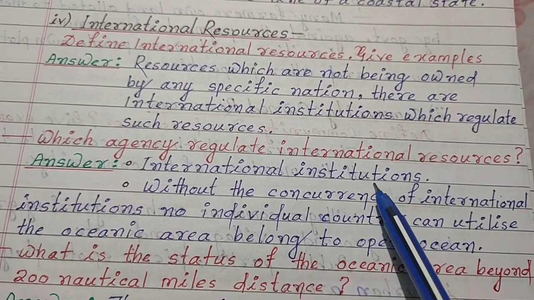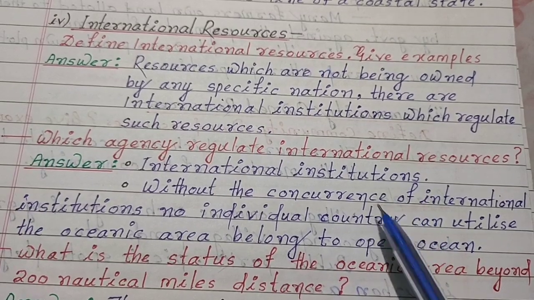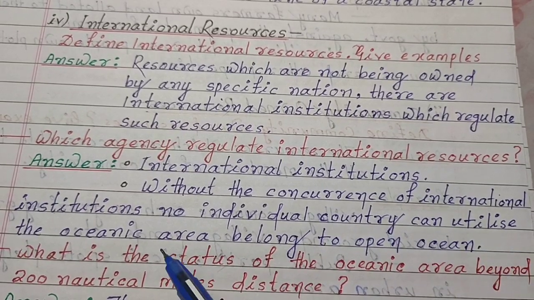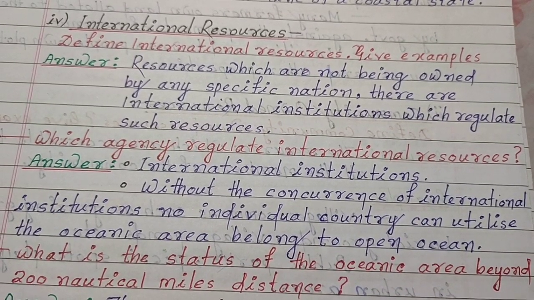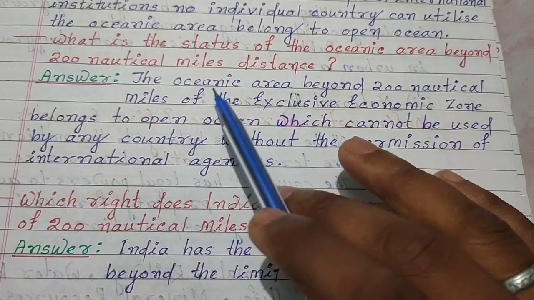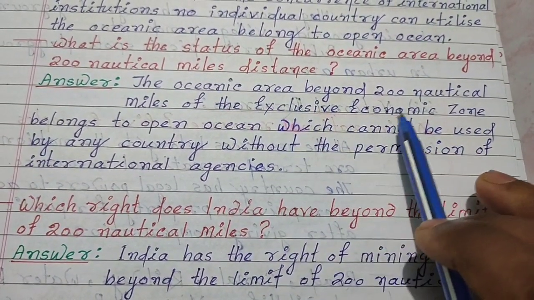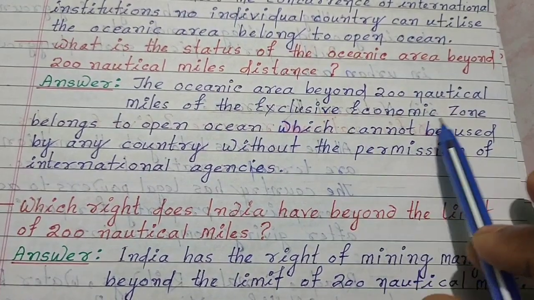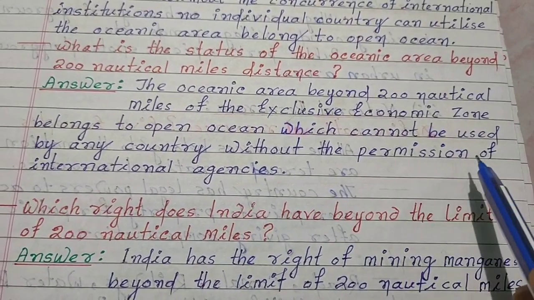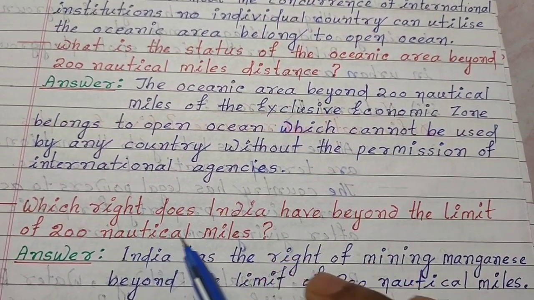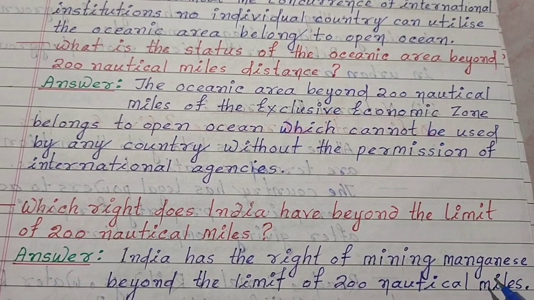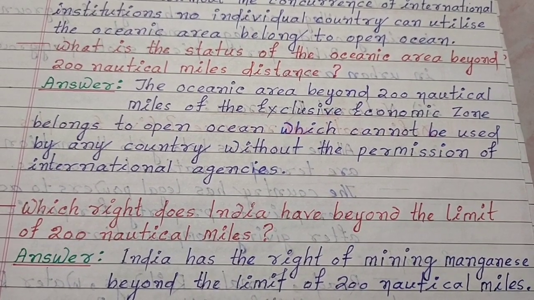Without the concurrence of international institutions, no individual country can utilize the oceanic area belonging to the open ocean. Okay, what is the status of the oceanic area beyond 200 nautical miles? The oceanic area beyond 200 nautical miles of the exclusive economic zone belongs to the open ocean, which cannot be used by any country without the permission of an international agency. Which right does India have beyond the limit of 200 nautical miles? India has the right of mining manganese beyond the limit of 200 nautical miles.